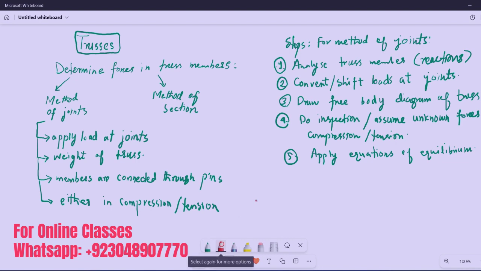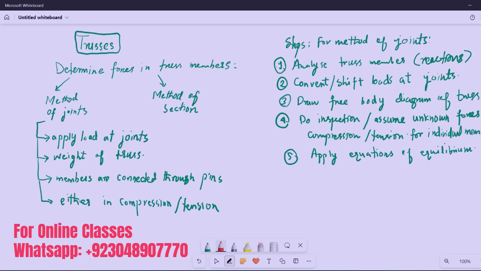Okay. Thank you, sir. So now, first you have analyzed and looked at the trusses, then shifted the loads to the joints, then drawn the free body diagram. Then you can inspect the individual members, tension or compression in each individual member.